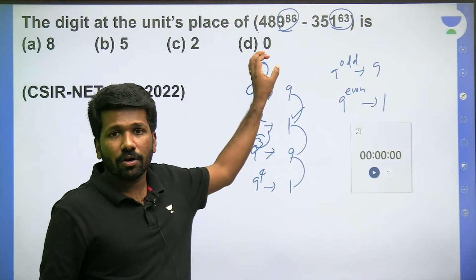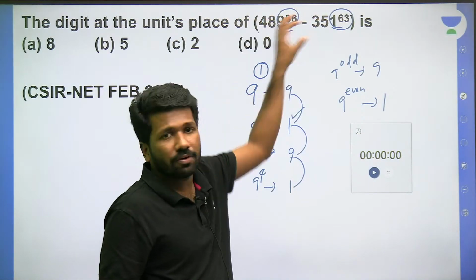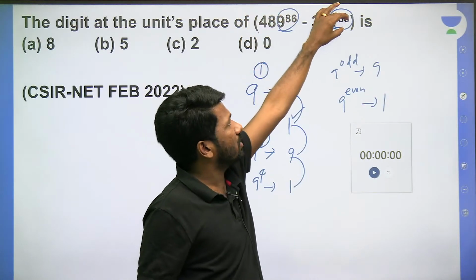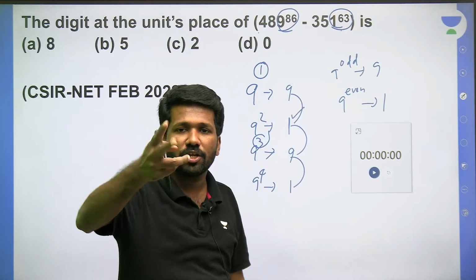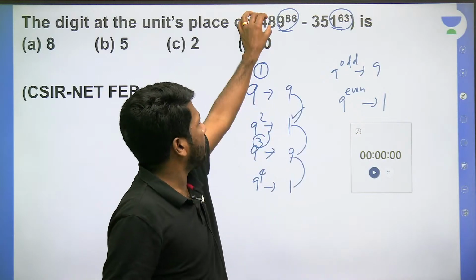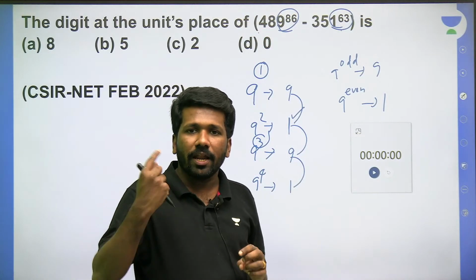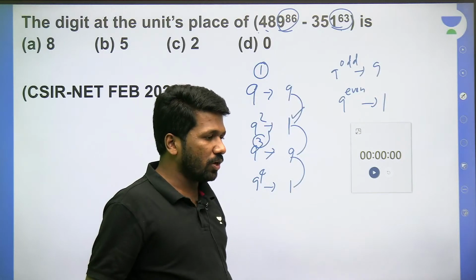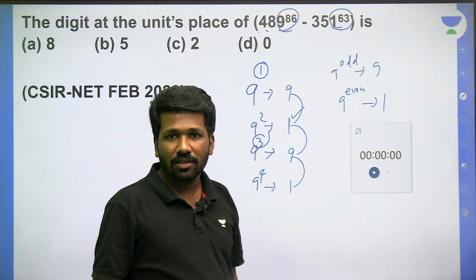So here what I told is, to find the last digit of this difference, you need to only find the last digit of the first number and the last digit of the second number and find the difference of those two. Because this is a power. Power means multiplying a number many times. 489 into 489 into 489 into 489, 86 times.